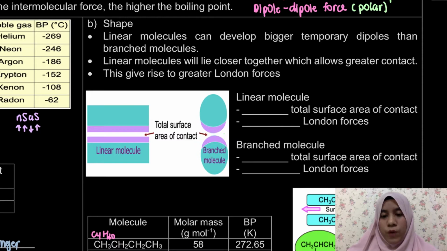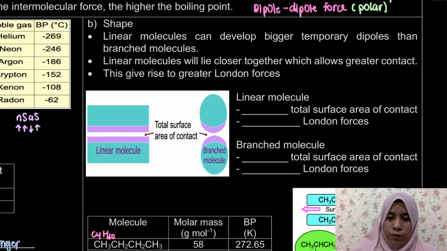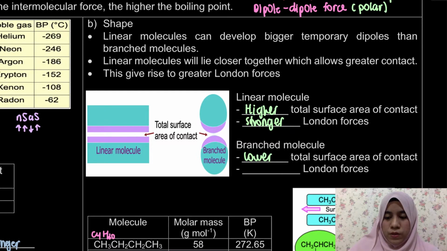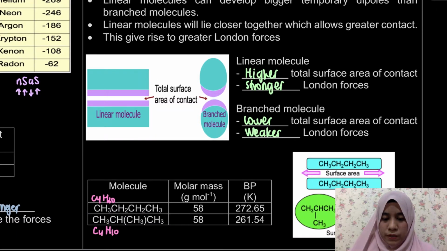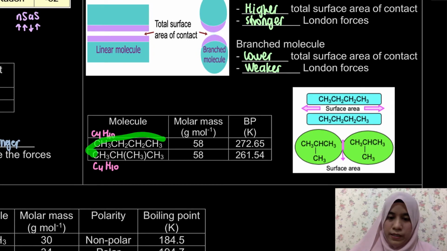Okay, so why does the linear molecule have a bigger temporary dipole? Sebab dia closer together lah. So when we compare it, when we're going to explain in terms of shape, kalau linear molecule ni, we're going to have higher total surface area, hence a stronger London force. Whereas kalau branch molecule, we have a lower total surface area and we have a weaker London force.